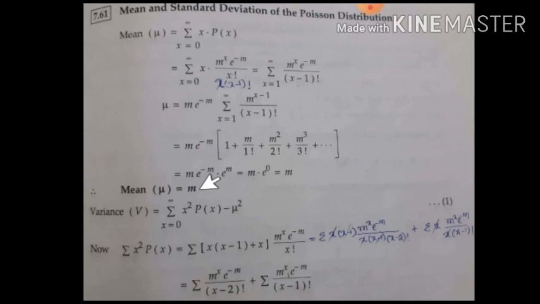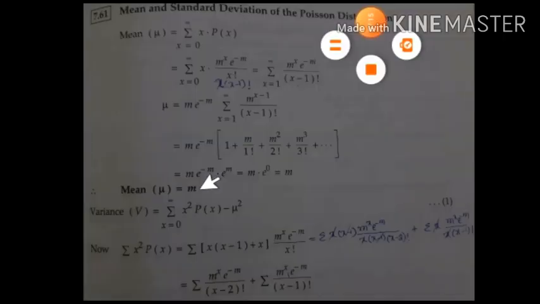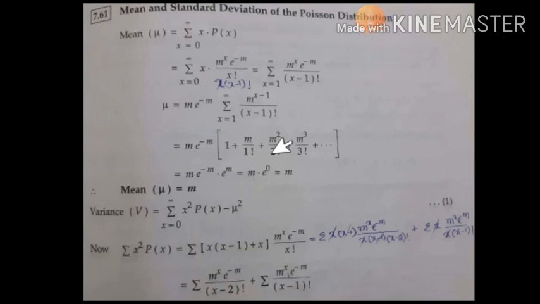Next, variance. Next we will study variance. It is defined as summation x square p of x minus mu square. Now let us find out first only the summation of x square p of x.